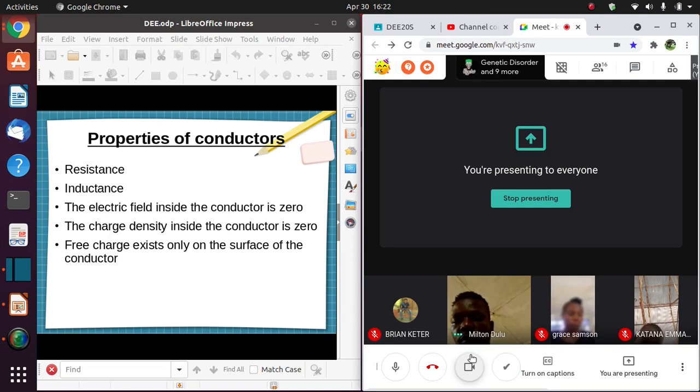Now, since there is no field in the conductor, then electrons. Remember, electrons are negatively charged particles. What happens when you bring particles whose charges are similar? Like in magnetism, they will repel. So you find that these electrons, because they are negatively charged, will be as far away as possible from each other. So the electrons tend to go onto the surface of the conductor. So inside the conductor, the charge density is 0.